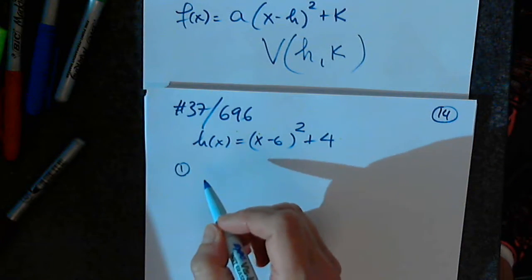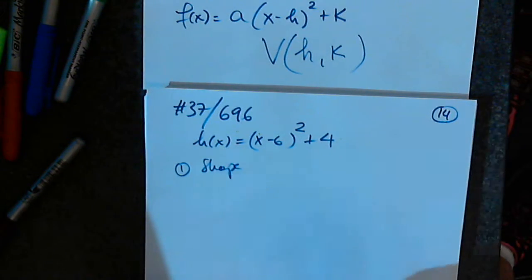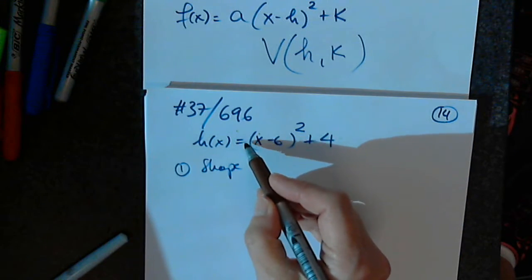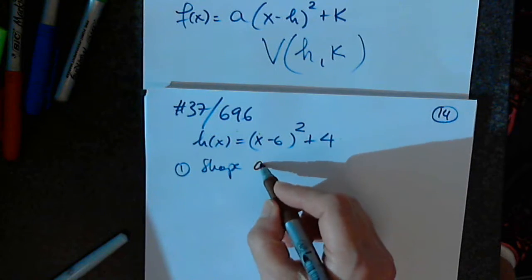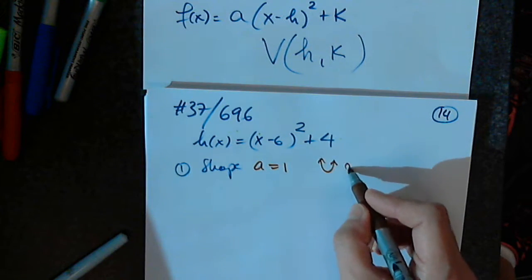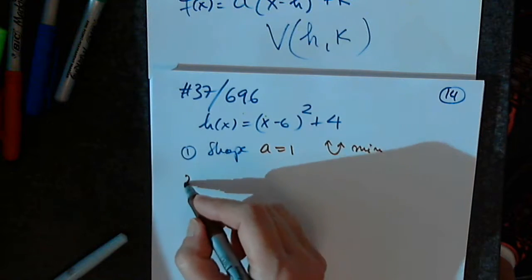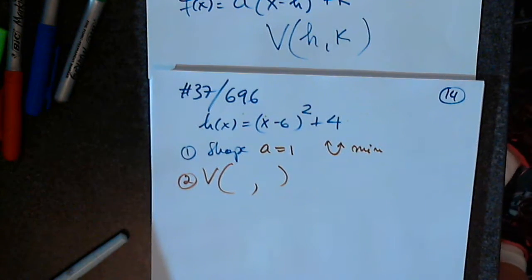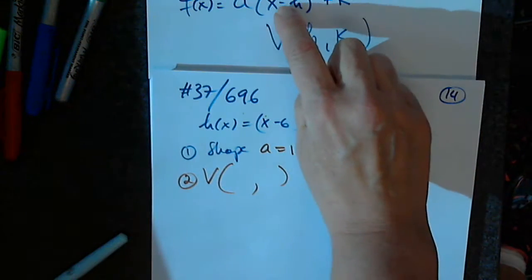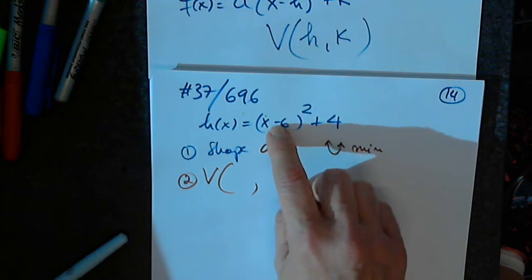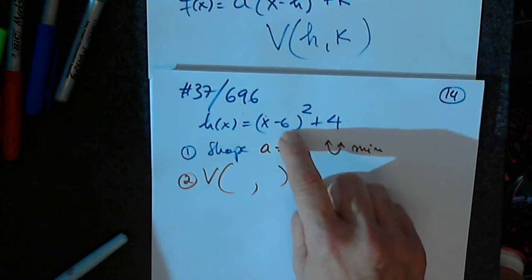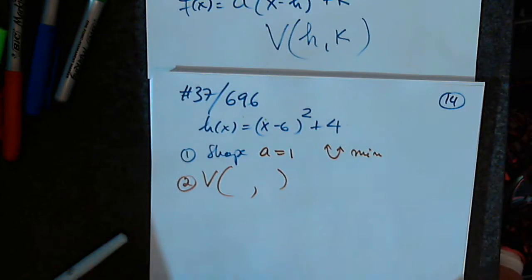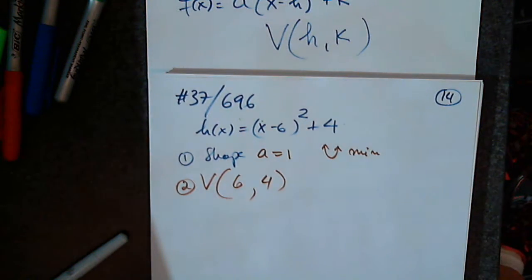So number 1, the shape. What is the shape of this function? A minimum, because a is right here, and it's positive. So a equals 1. It will have a minimum. Now number 2, the vertex is done, meaning I don't have to calculate anything. I have minus and I have minus. So when I identify h, that must be 6, and k is 4. So 6, 4.